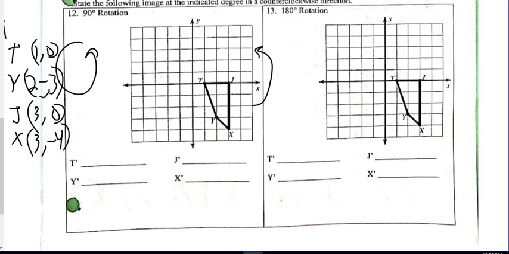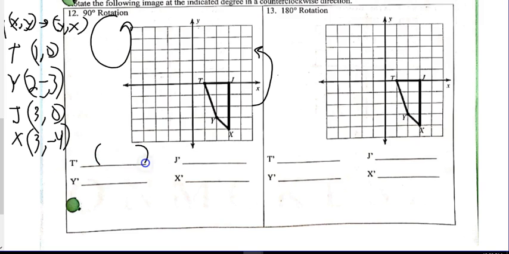Now, for a 90-degree rotation, X comma Y, what we do is the Y is going to move to the front and become opposite, and the X just moves to the back. So I'm going to come down here and just do the little magic trick on everything. I'm going to start with the X's moving to the back. So for T, 1's going to go here. For Y, 2 is going to go here. For J, 3 is going to go here. And for X prime, 3 is going to go here.